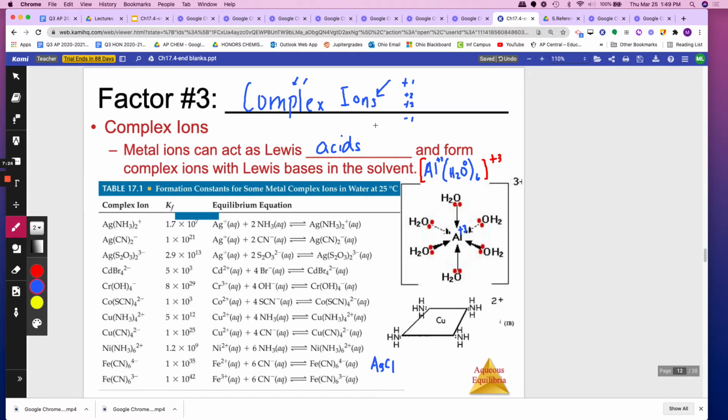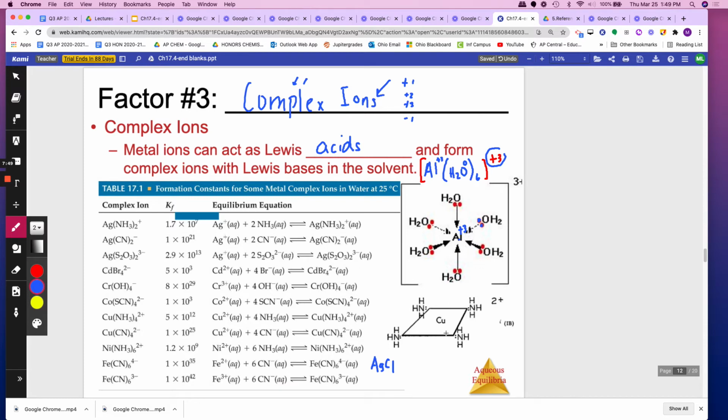Okay, it's a complex ion because it's an ion and 2 or more substances are complexed together or bonded together. The reason this happens is because aluminum here is lacking electrons, and water here has a lot of electrons, so it's donating the electrons to the aluminum. Aluminum is acting as a Lewis acid. Okay, so that's a complex ion.